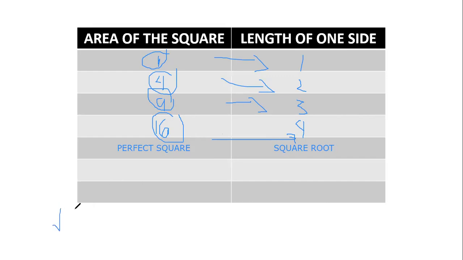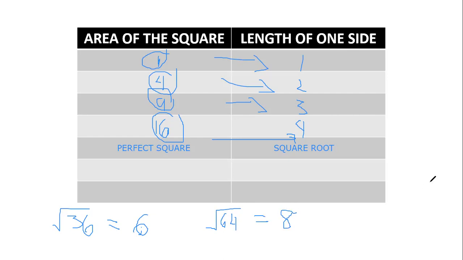Another one, for example, 36. For you to get the square root, you may think of a number that when you multiply it by itself, it will give you this number, 36. So the answer there is 6. So the square root of 36 is 6. Another one, square root of 64. What number, when you multiply it by itself, will give you 64? The answer there is 8. So that is the square root.